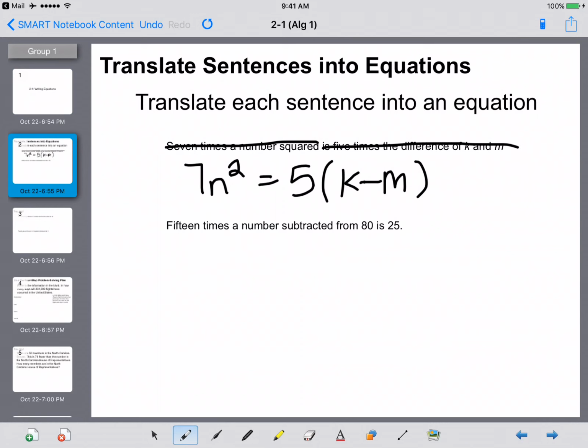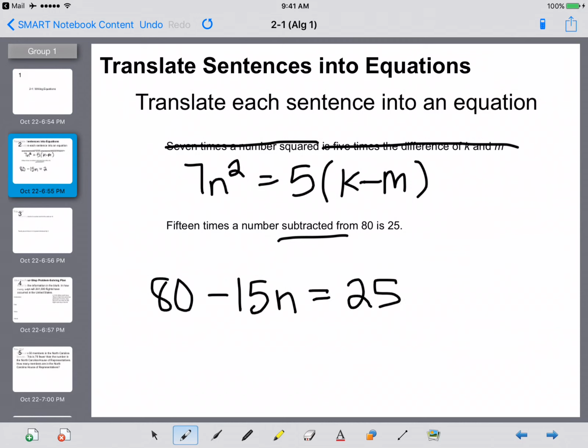Okay, so you need to make sure you're breaking things down. Here, 15 times a number subtracted from 80. So that means this 15n is being taken away from 80. Because if I were to say 4 subtracted from 5, you would do 5 minus 4. And that is 25.